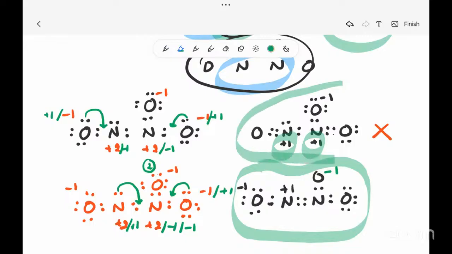This one is wrong because consecutive elements, two plus ions, is unstable, right? This is the structure for N2O3.